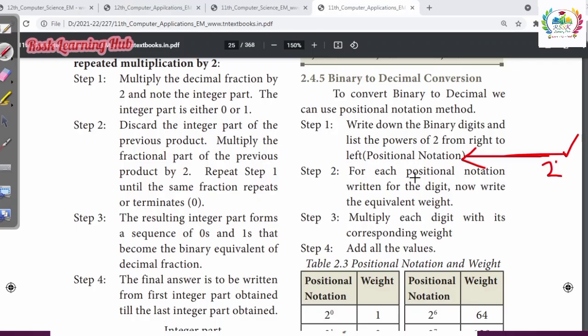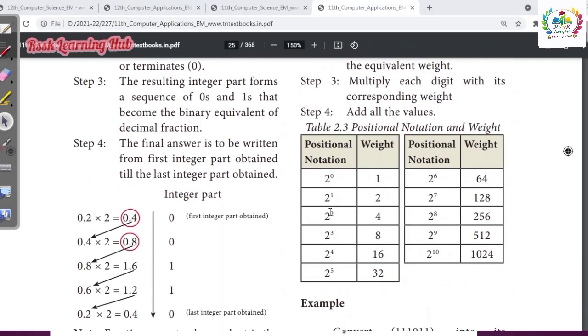Next step is for each positional notation, write the digit. Now write the equivalent weight also. And then multiply each digit with the corresponding weight. Add all those values. So these are all the steps to be carried out for converting binary to decimal. Now take down this example.